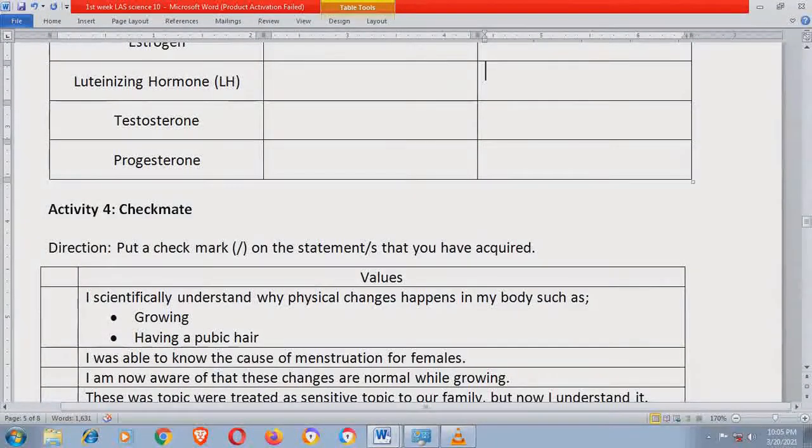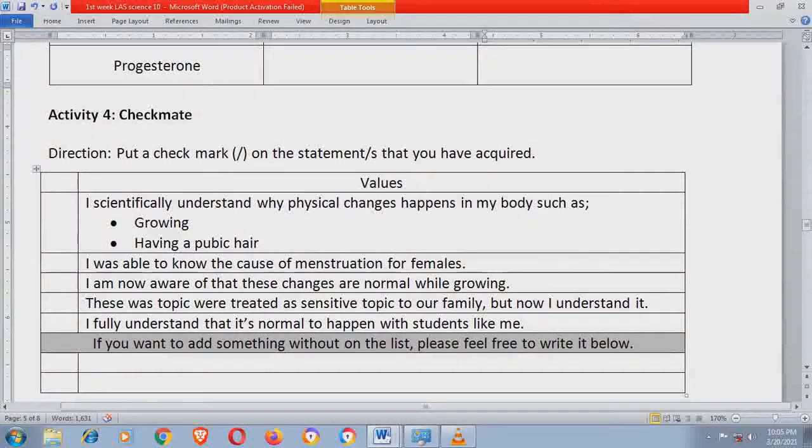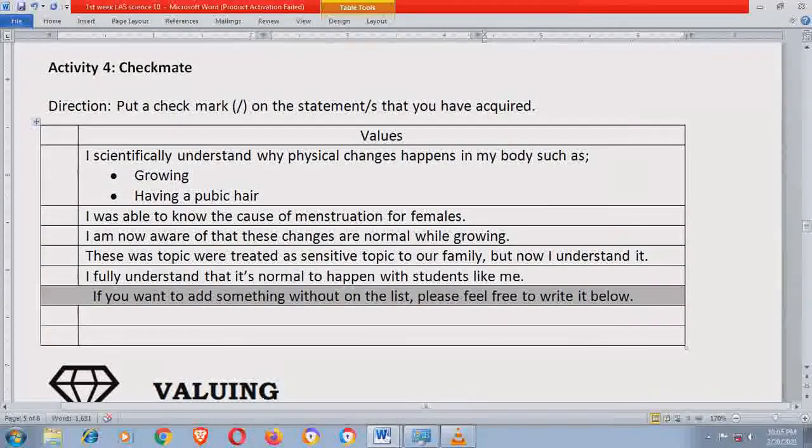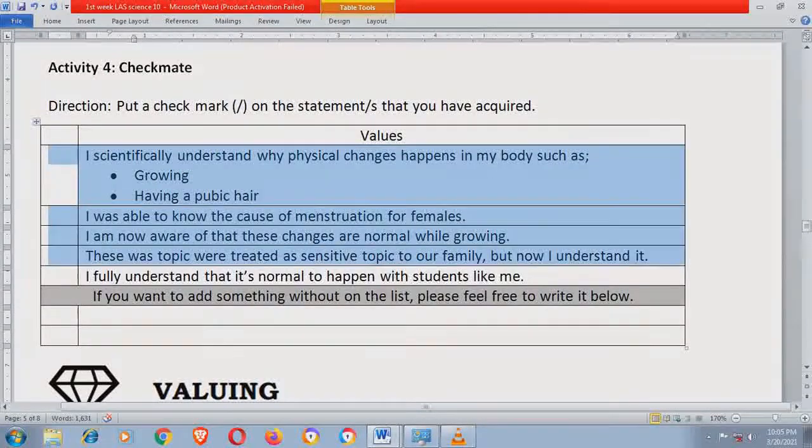Okay. Activity 4, checkmate. Naisip ko lang din tong pangalan. Put a check mark on the statements that you have acquired. Ayan. Kung na-acquire mo to, kung naintindihan mo yung pagbabago sa iyong katawan, such as growing, having a pubic hair, check mo siya. Kung hindi mo naintindihan, huwag mo i-check. I was able to know the cause of menstruation. Sa ganitong klase ng pamamaraan, nalalaman ko kung naintindihan ba ng bata yung gusto kong iparating sa kanila.